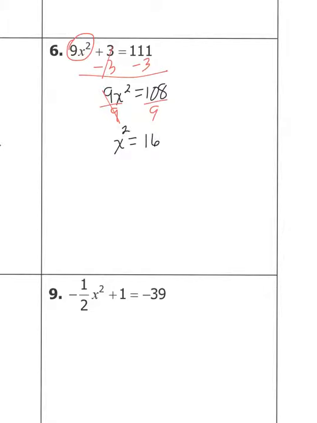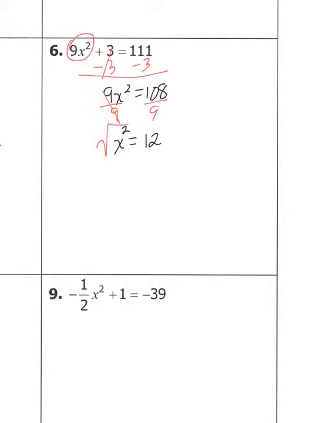Oops, that's an x squared. And that's not 16 either. Clearly I'm having issues. This is a 12. Okay, so 9 divides into 108 12 times, and so we have x squared equals 12.